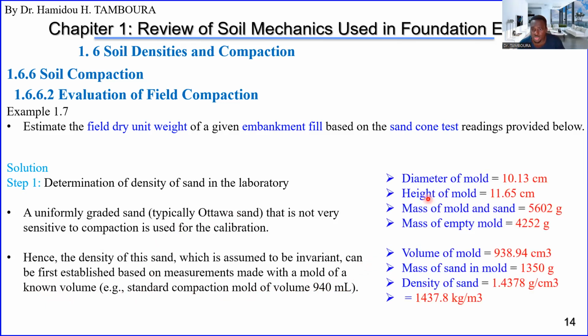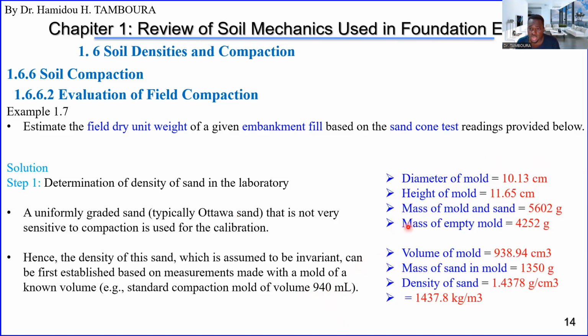Here is how it goes. We will use a mold. The diameter of the mold is this, the height of the mold is this. So you have the volume of the mold here. Technically, if you have this diameter and this height, you can calculate it, but here it is cubic centimeter. If you use this you will obtain it in cubic centimeter. Don't forget that this is given in milliliter.